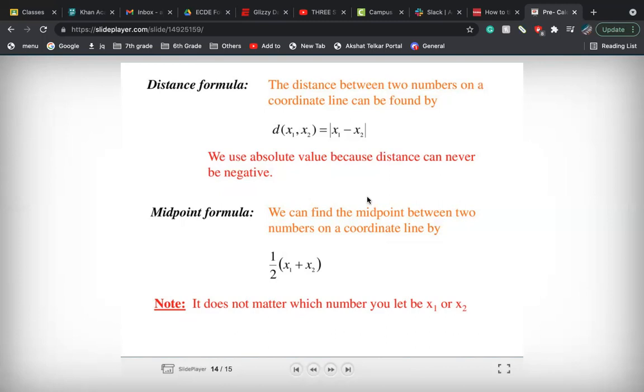So if you're taking a test on PreCalculus and you see the distance and you put it as a negative number, even if you're in the right direction, it will be marked off. And also you want to make sure that you can find the midway point just by multiplying by 1/2 or dividing by 2. It does not matter which number you let be your x1 or x2, just make sure it's aligned with the graph.